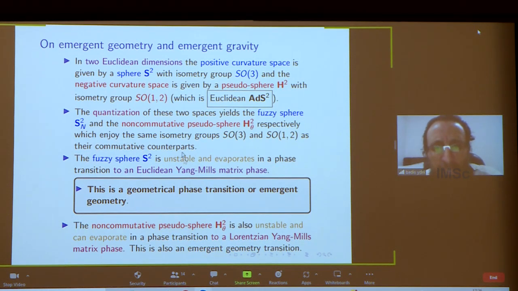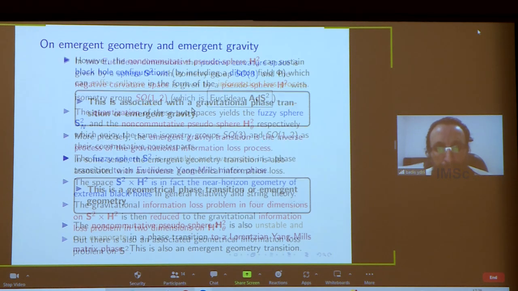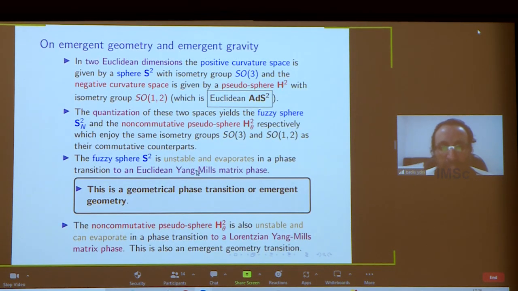The fuzzy sphere is known to be unstable, and it evaporates in a phase transition to a Euclidean Yang-Mills phase. This is a geometrical phase transition, which we also call emergent geometry. This is a known part. We will also show that the non-commutative pseudosphere, or Euclidean AdS2, is also unstable and can evaporate in a phase transition to a Lorentzian Yang-Mills model. This is also an emergent geometry transition.